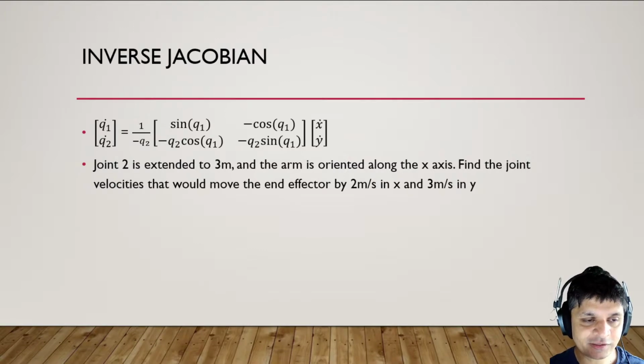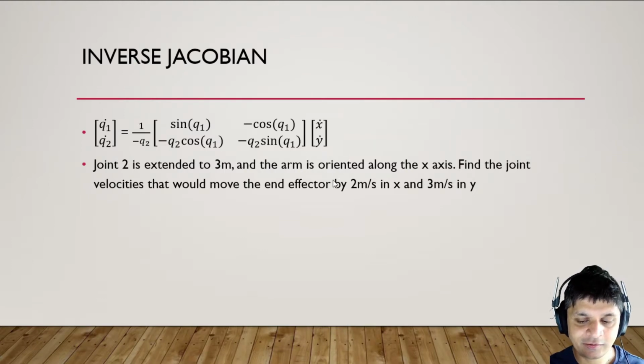So you've got that same system we had earlier, and now we know that the current state of the arm is that joint 2 is extended to 3 meters and the arm is oriented along the x-axis. Find the joint velocities that would move the end effector by 2 meters per second in x and 3 meters per second in y. So basically what that means is you've got your q2, which is 3 meters, you've got your q1, which is 0 because we're oriented along the x-axis, and we want to find the joint velocities.